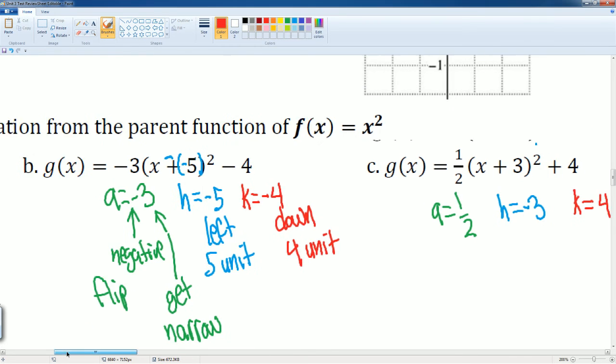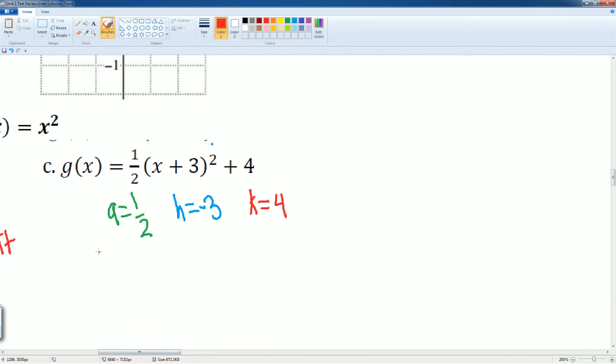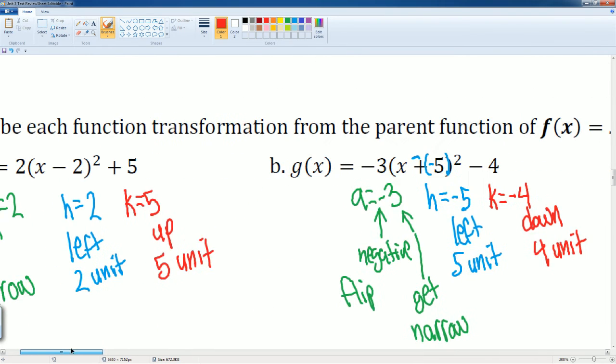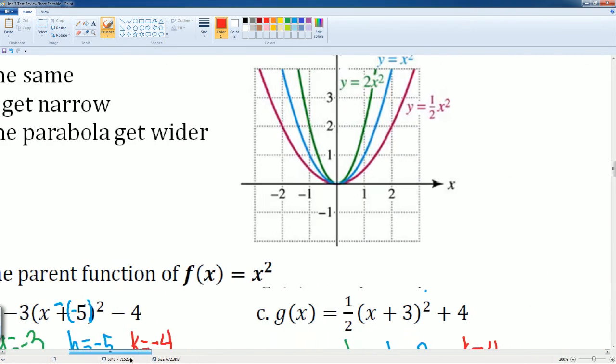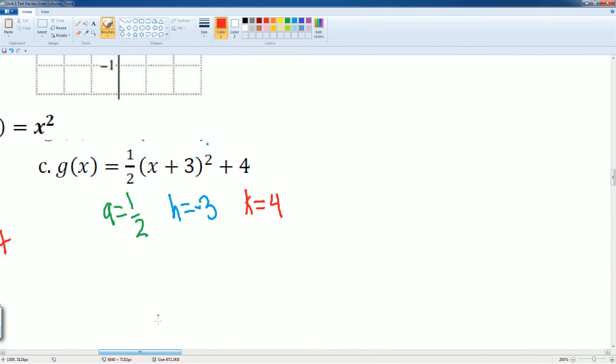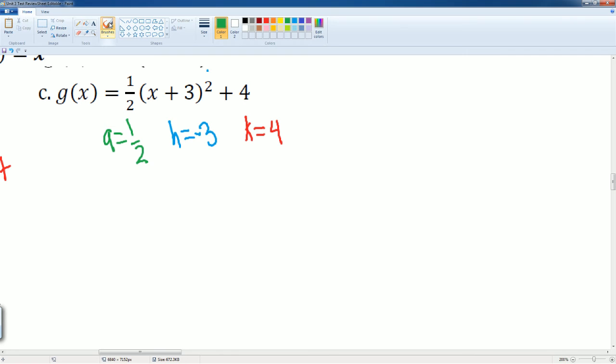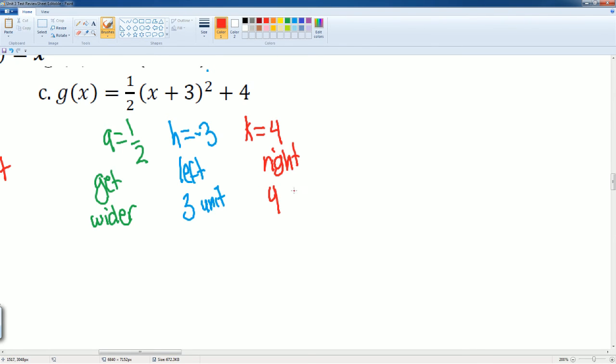Let's do the last problem. a is equal to 2, and we know from our core concept when it is a fraction between 1 and 0, the parabola will get wider. So we can say here it gets wider. h is equal to negative 2. This means it's now going to go left 3 units. k equals 4, which is positive. This means it's going to go up 4 units.